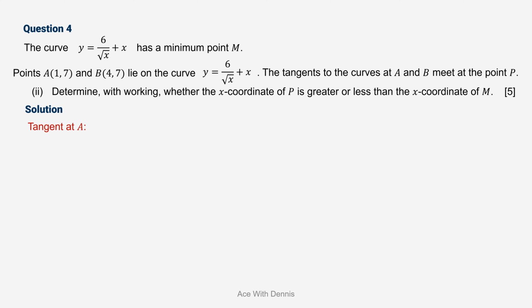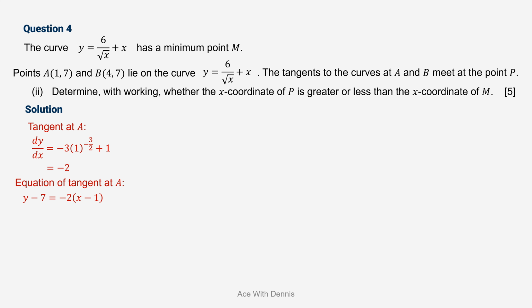So first we find the tangent at A, where dy over dx will be negative 3 times 1 to the power negative 3 over 2 plus 1, because in previous part 1, dy over dx is negative 3x to the power negative 3 over 2 plus 1. We substitute x equals 1. And we calculate, we will get negative 2. So this is the gradient of the tangent. And the equation of the tangent at A is y minus 7 equals negative 2 times (x minus 1).